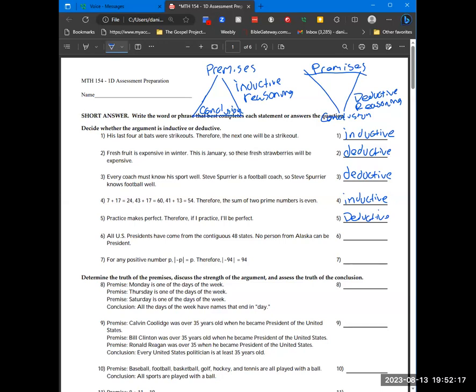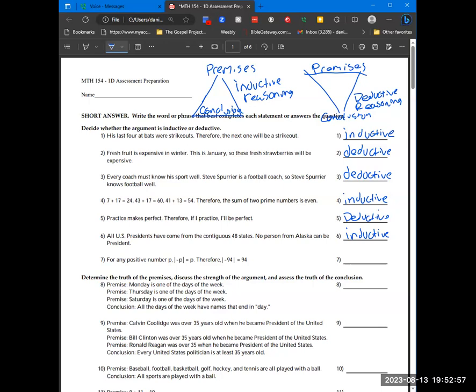All US presidents have come from the contiguous 48 states. No person from Alaska can be president is the conclusion that I'm trying to draw. That's inductive. Just because it's never happened before and is a pattern that you see doesn't mean that you can draw the conclusion. I mean, you have drawn the conclusion from the pattern, but that's based off of available facts. If those facts change, you might have to change your conclusion, right?